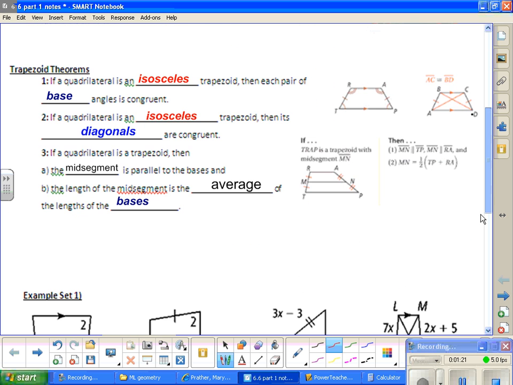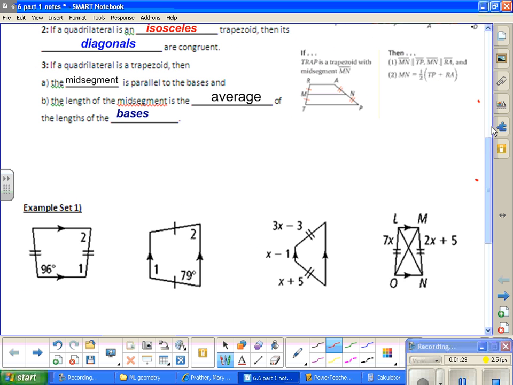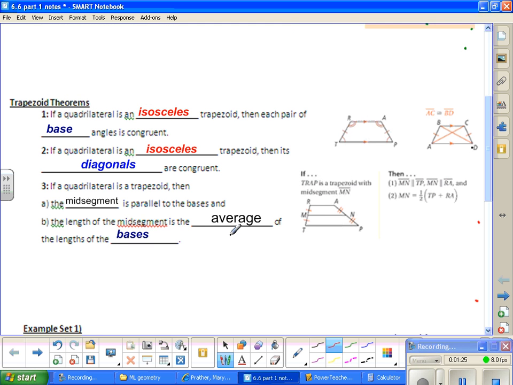Okay, so theorems that you know. If a quadrilateral is an isosceles trapezoid, then each pair of base angles is congruent. So here, I know it's an isosceles because it has these two congruent symbols. So the top two angles are congruent and the bottom two angles are congruent. So let's just say this was 104, then this one would be 104.